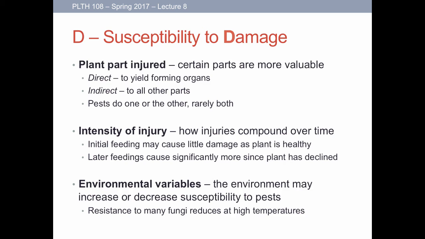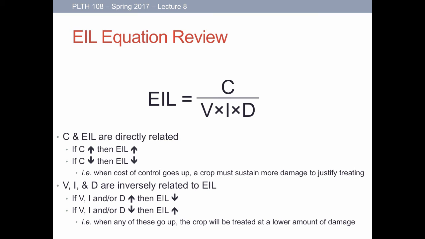So finally, this is the cheat sheet. Essentially, if cost goes up, economic injury level goes up. Costs and economic injury level are directly related, so they always move in the same direction. On the other hand, V, I, and D are all inversely related to economic injury level. So if they go up, then the economic injury level goes down. If we see an increase in the type of damage, in the degree of the damage, or in the value of the crop, then the economic injury level is going to be low. We're not going to tolerate nearly as much damage as before.